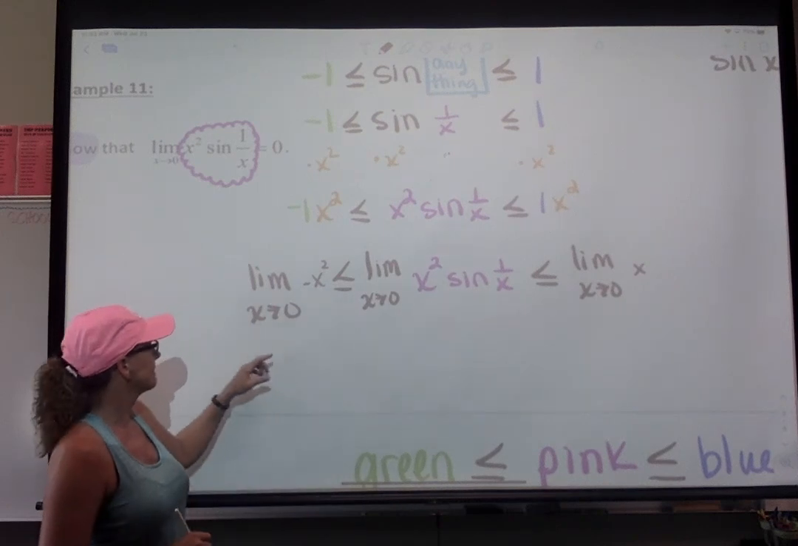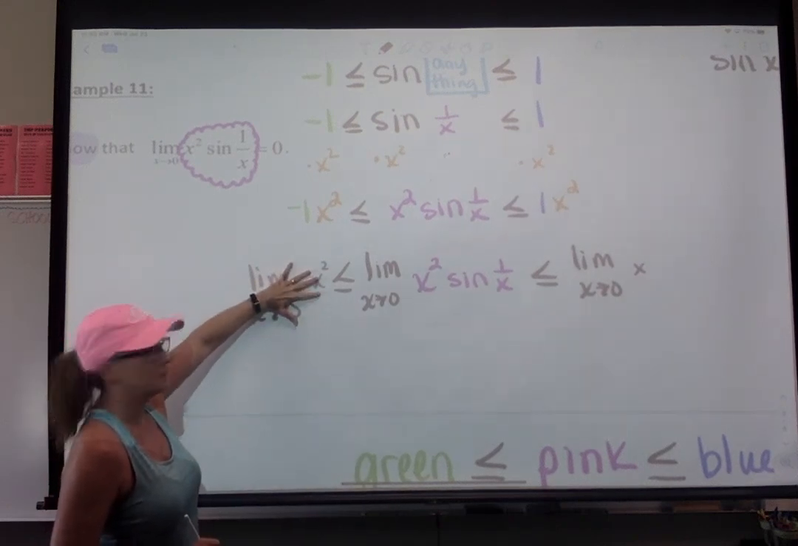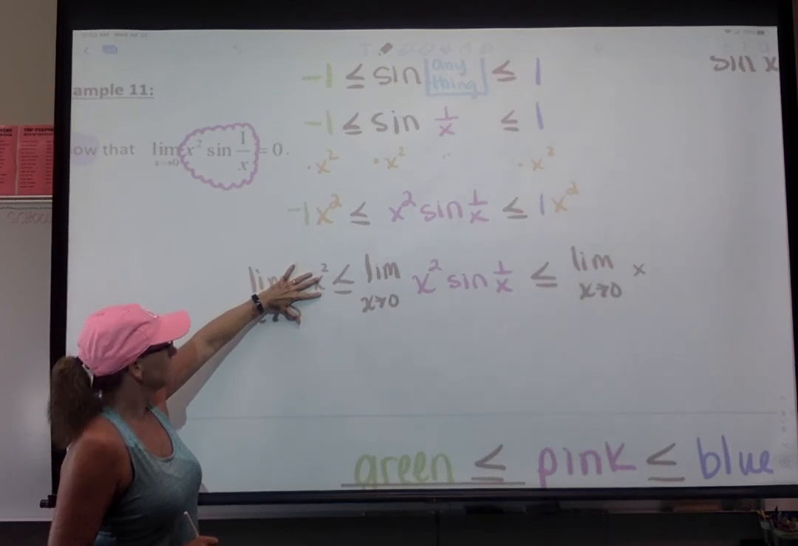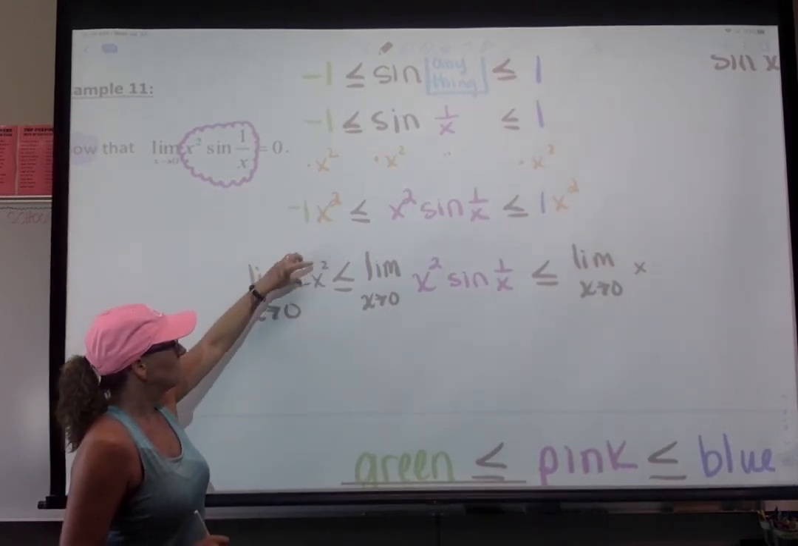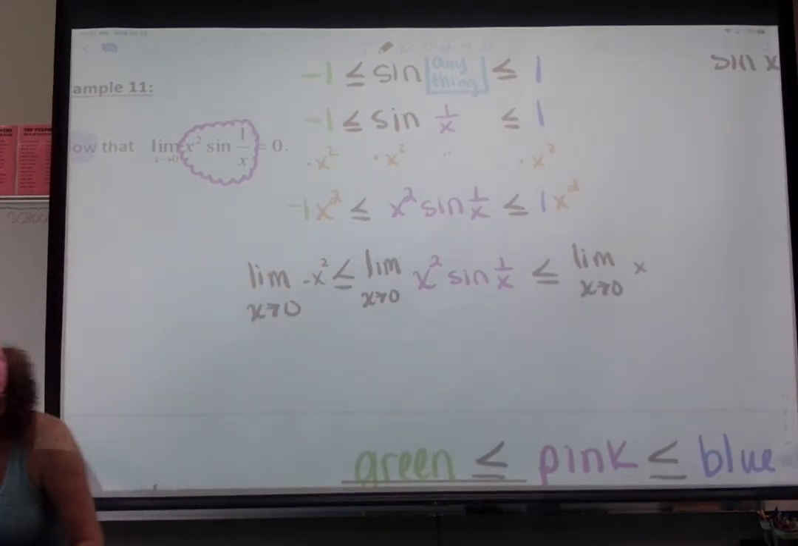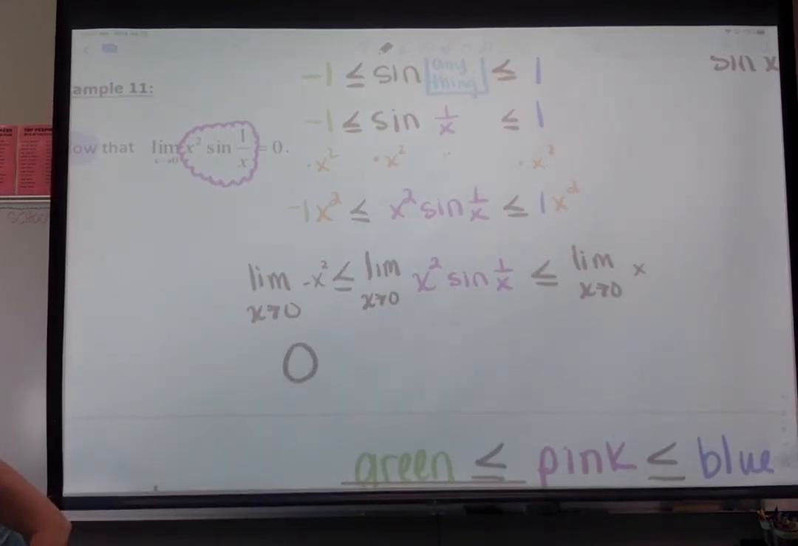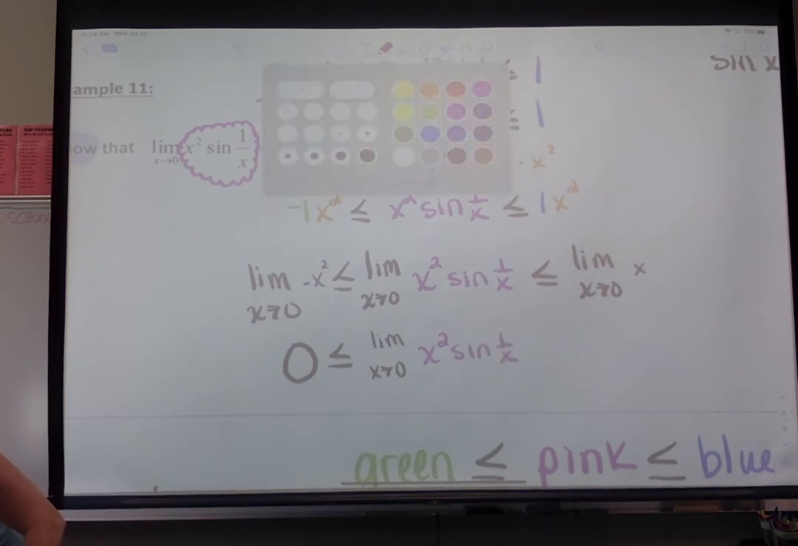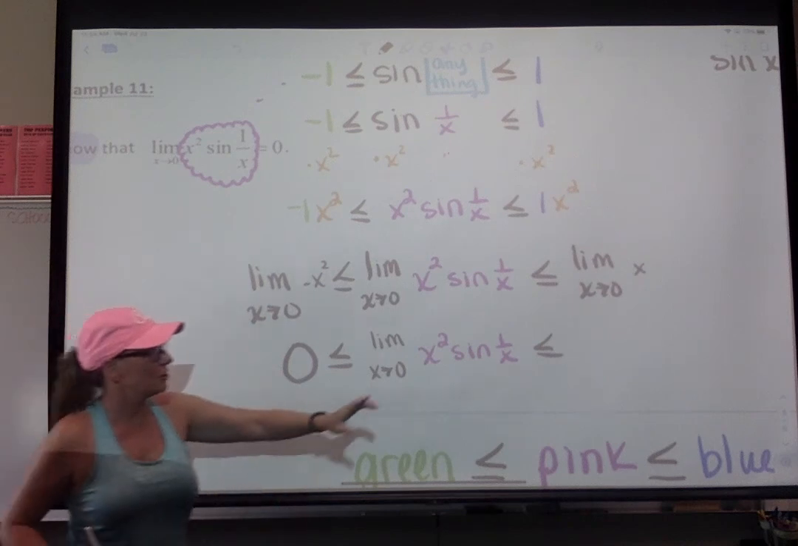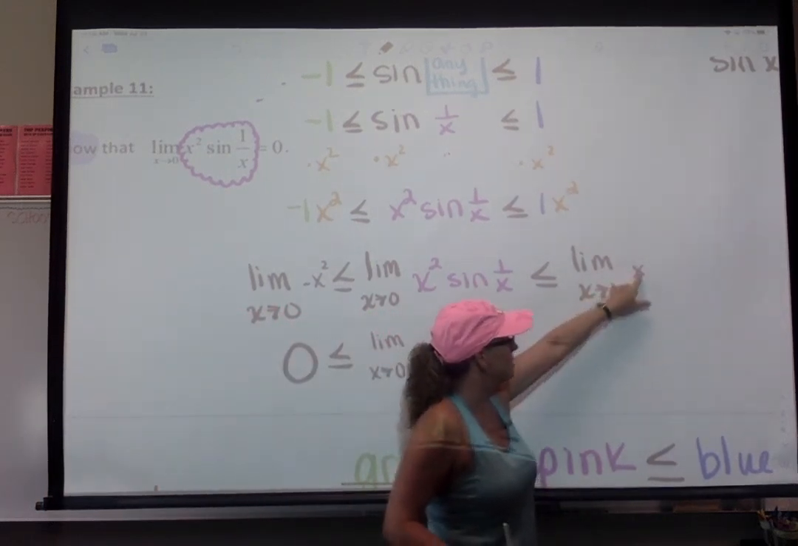Now, I think you can evaluate this limit. As x approaches 0, where is this headed? It's headed towards 0. And I think you can evaluate this limit. As x heads towards 0, where is this headed? Towards 0.